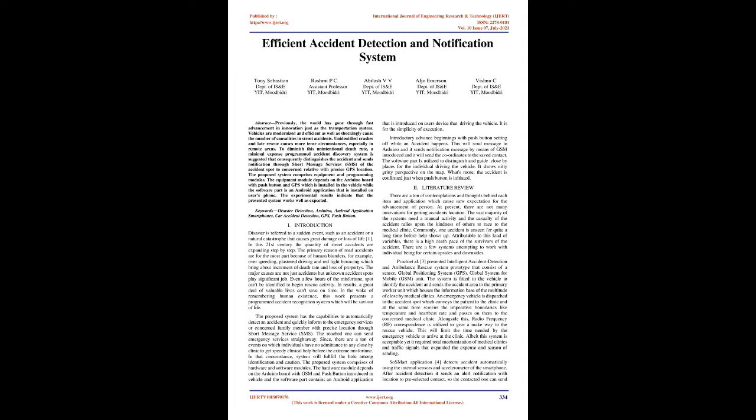Introduction. Disaster refers to a sudden event, such as an accident or a natural catastrophe, that causes great damage or loss of life. In this 21st century, the number of street accidents is expanding step by step. The primary reason for road accidents is for the most part human error, for example, overspeeding, drunk driving and red light jumping, which bring about an increase in death rate and loss of property.